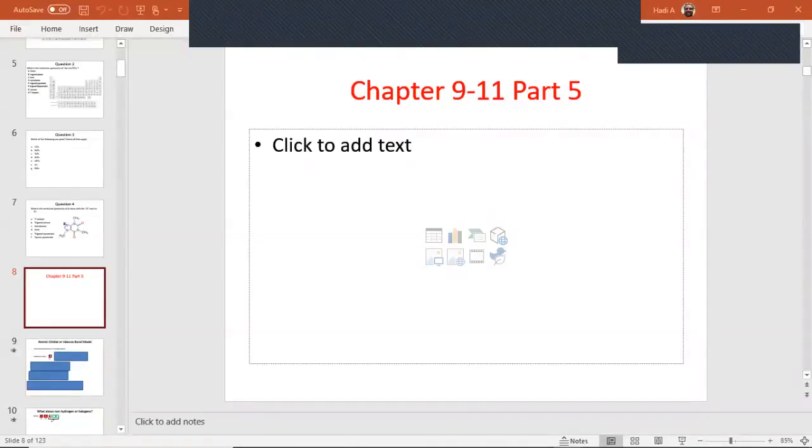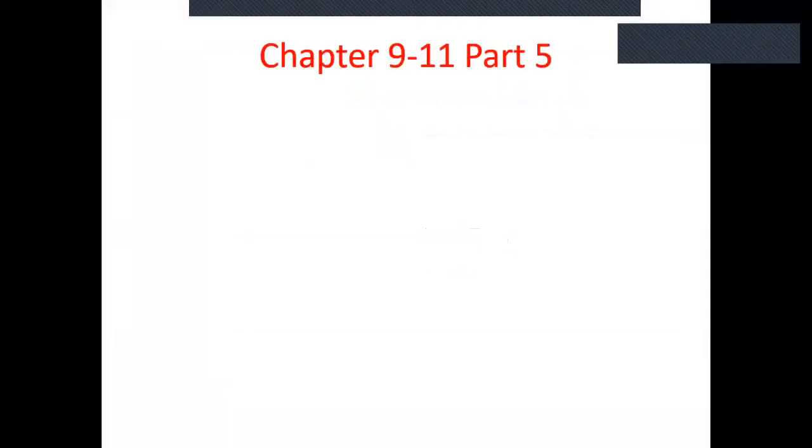And so this is the fifth part in this lecture that we've been going over through chapters 9 through 11, involving Lewis structures, geometry, polarity, and now hybridization. Before we actually get into hybridization, there are two simple theories explaining how bonds form between two atoms.